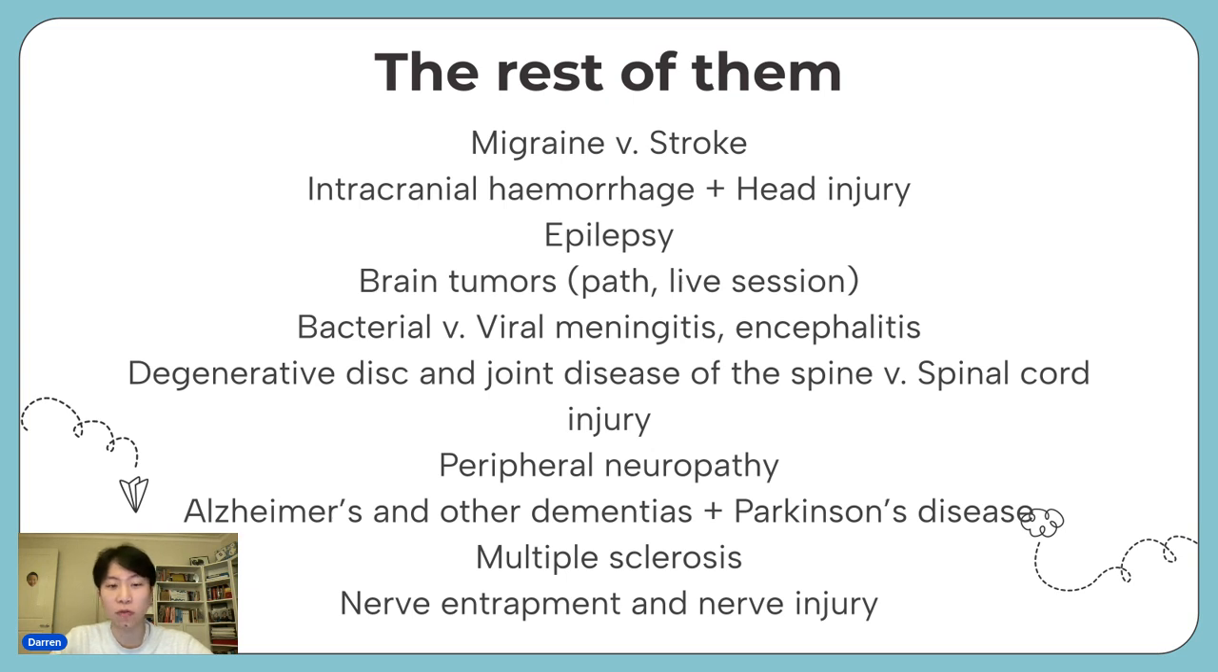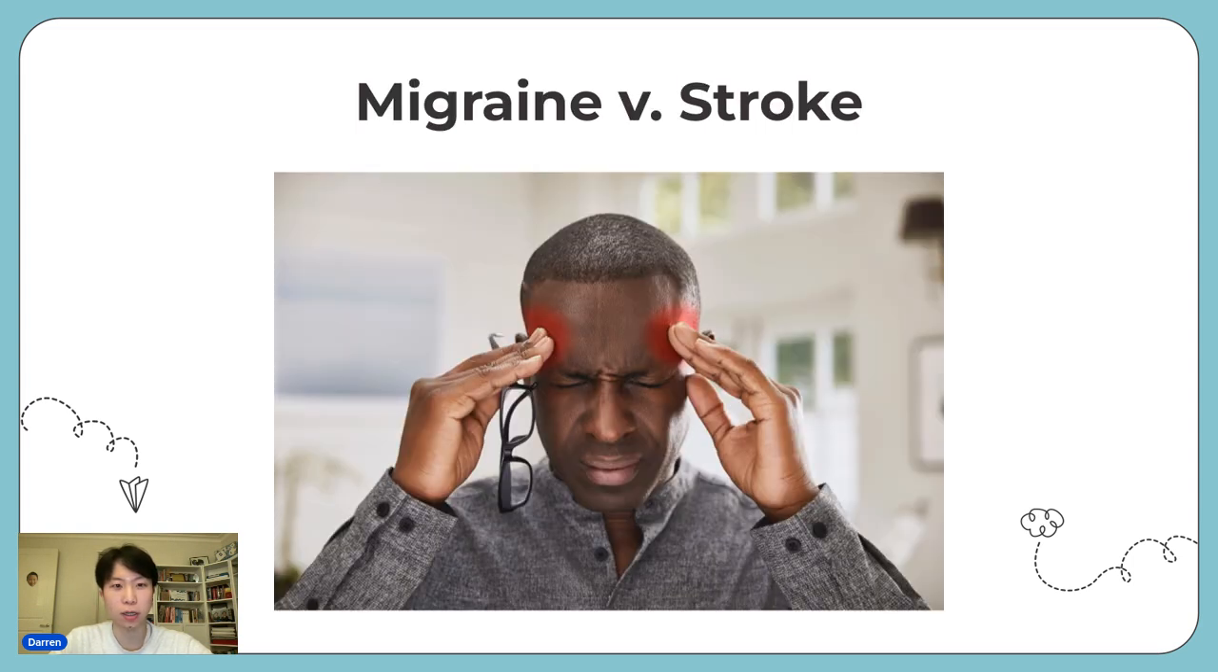So migraines versus stroke, intracranial hemorrhage, and head injury, epilepsy. Brain tumors will be covered more in the live session. They're mainly path or like where is the lesion, which we'll cover a bit today as well. Then bacterial versus viral meningitis, and then encephalitis, spinal cord injuries, peripheral neuropathy, dementias, multiple sclerosis, nerve entrapment, and nerve injury. All right, let's go.